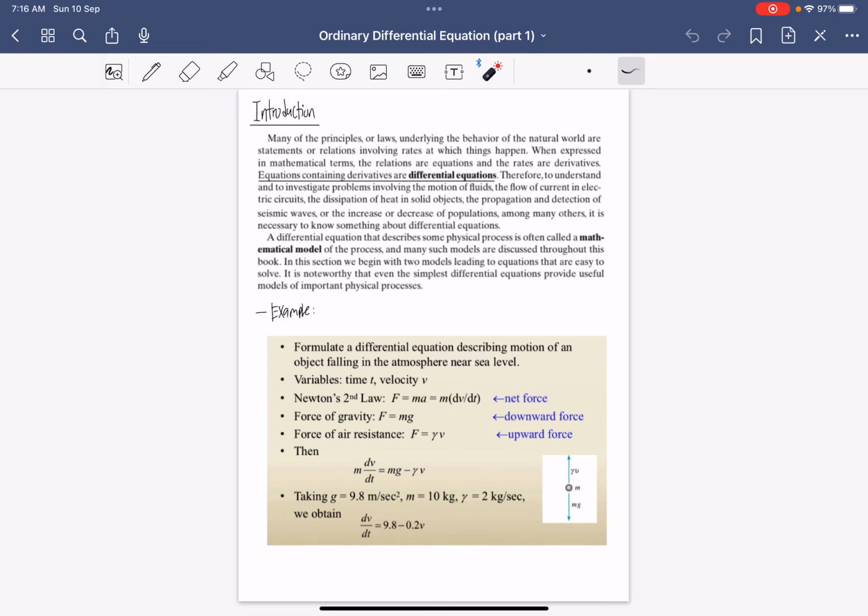Hi, in this series, I'll be giving an introduction into ordinary differential equations and show you techniques for solving first order linear and second order linear equations. So let's begin with an introduction into ODEs. So what are ODEs first of all?